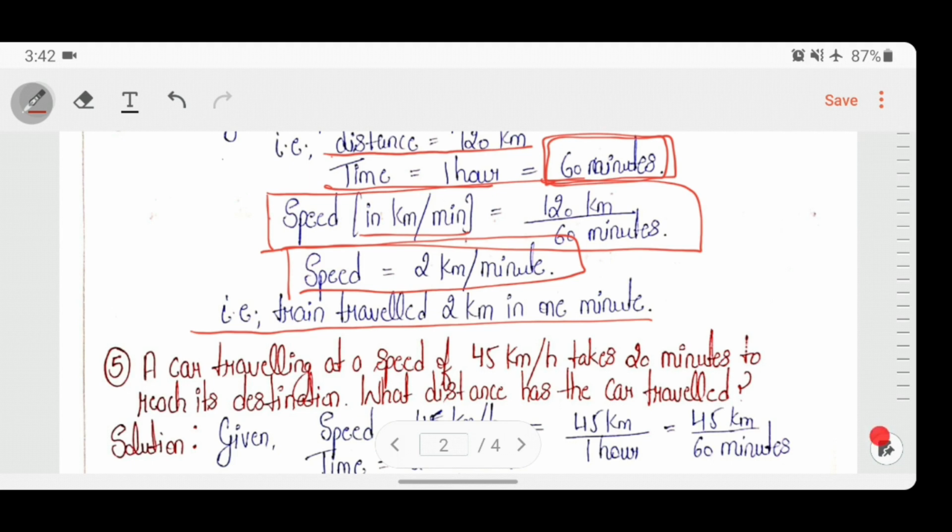So we simply use the same formula in all these numericals, but what we have to note here is the conversion between the units.